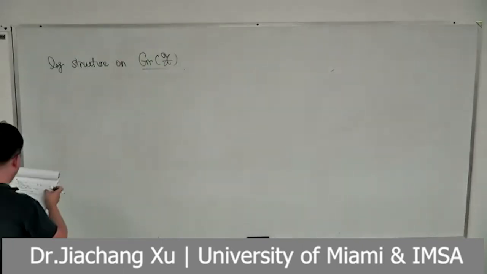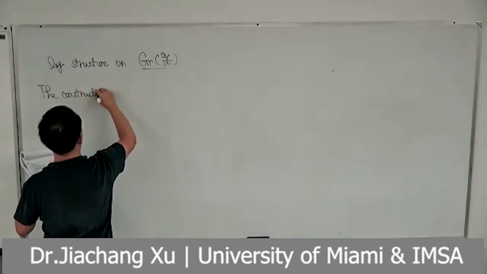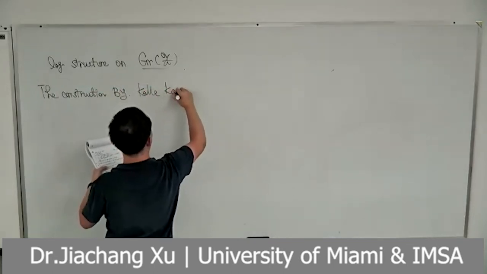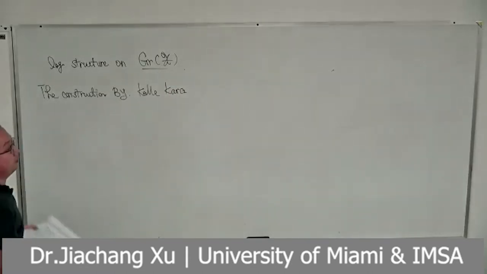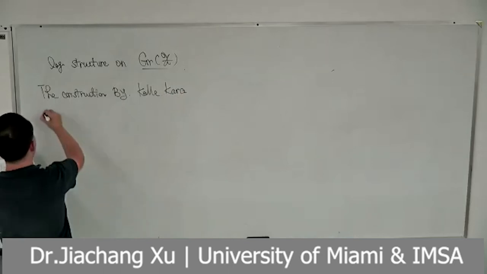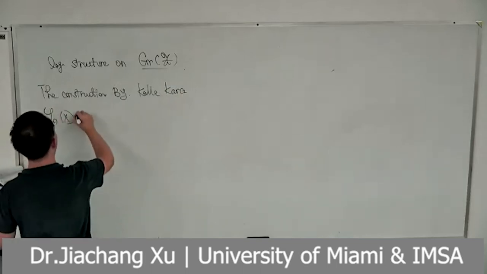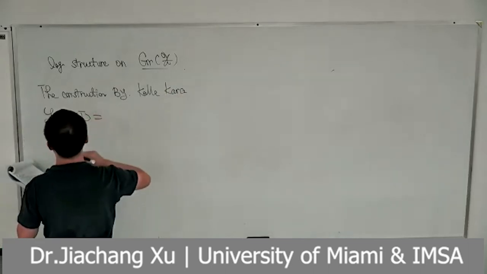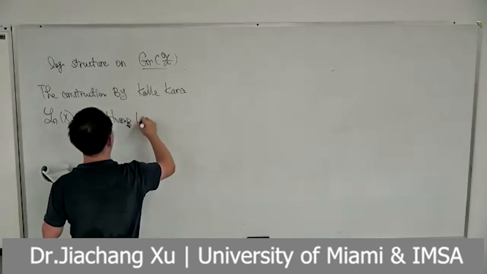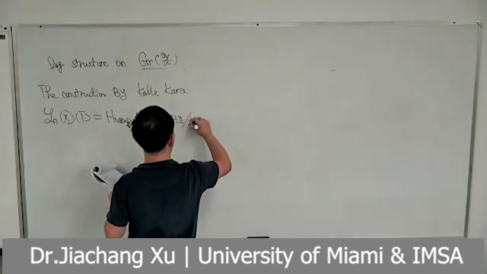Okay, so let's first see the construction by Kelly and Kato. First, he gave a natural log structure on the jet scheme. In the classical case, we have the n-th jet scheme, I call this the n-length arc scheme. This guy is a functor, of the form K[t] modulo t^(n+1), and X.